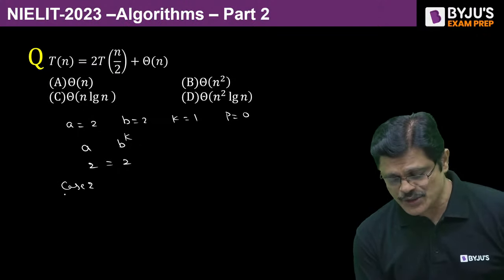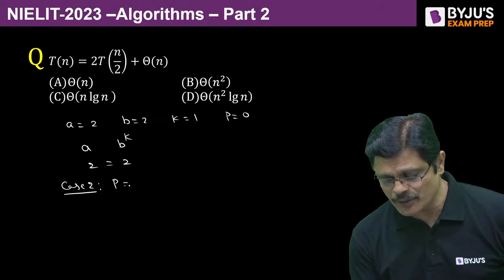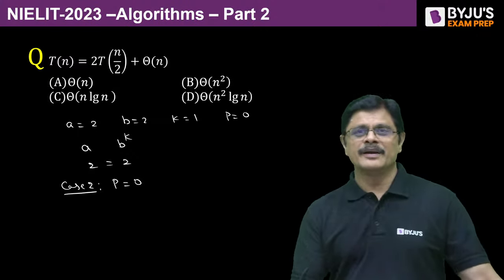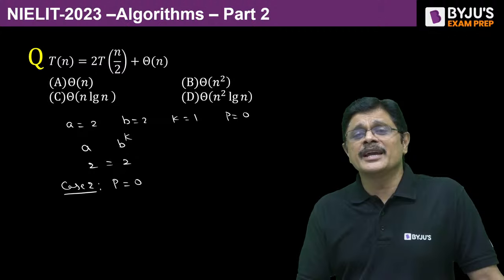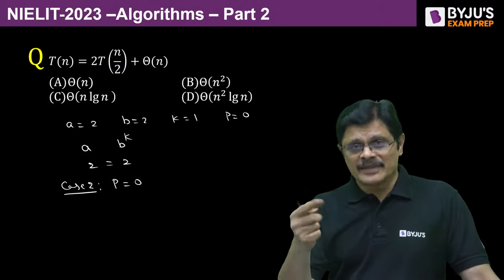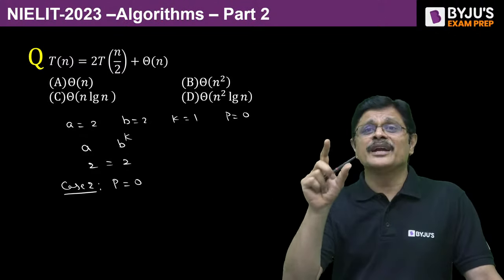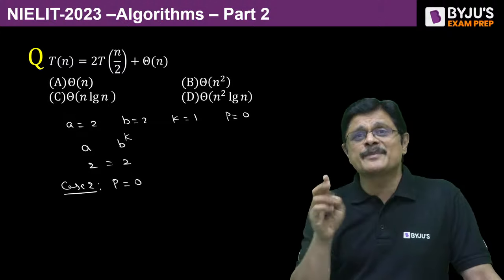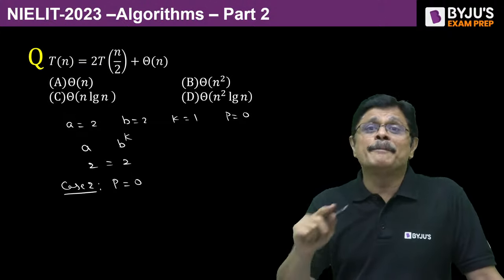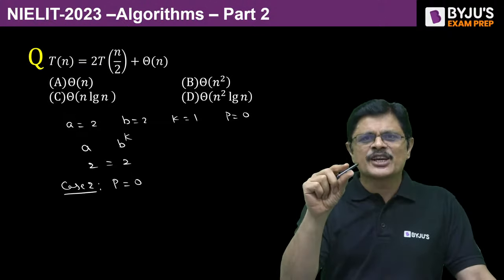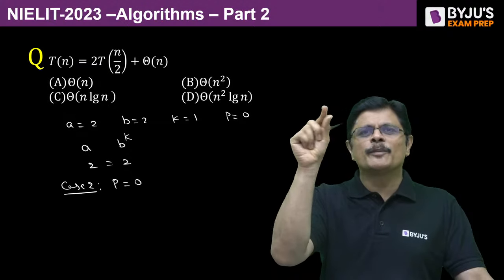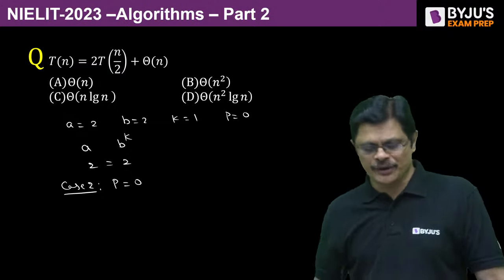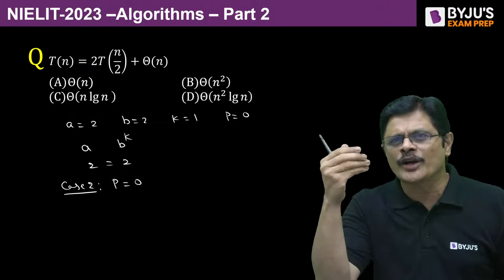Compare a with b power k, that is 2 is compared with 2 power 1. Both are equal, so that is case 2. So once it is case 2, compare the value of p. p is equal to 0. Log power 0. See, p greater than minus 1. It is n power log a to the base b multiplied with log power p plus 1. So because p is 0, log power p plus 1 means what, sir? 0 plus 1 will be log n you are going to do. So you are going to multiply that with n power log a to the base b.